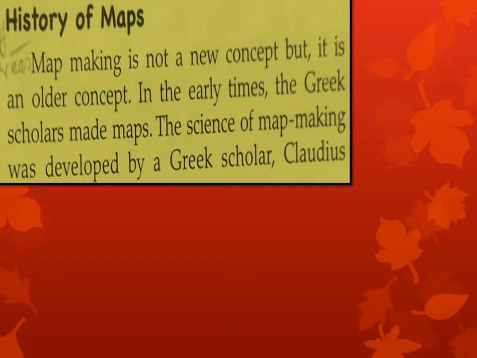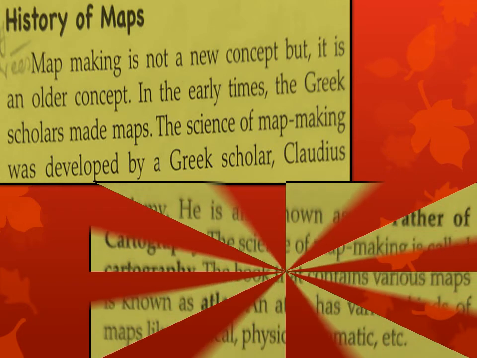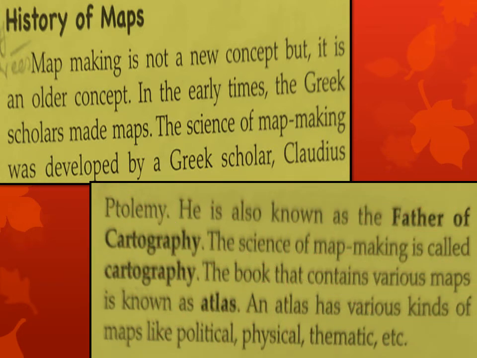Now we will discuss the history of maps. Map making is not a new concept, but an older one. In early times also, the Greek scholars made maps. The science of making maps was developed by a Greek scholar, Claudius Ptolemy, and he is also known as the father of cartography. The science of making maps is called cartography. Now the book that contains various maps is known as an atlas.